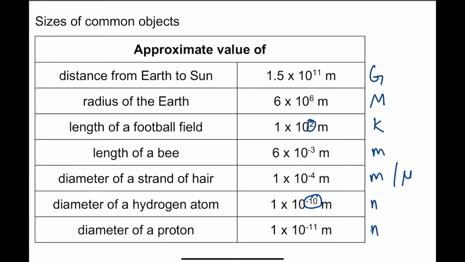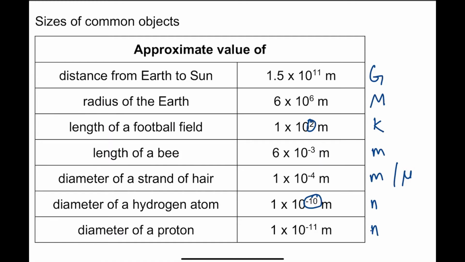The radius of Earth, 10 to the power 6. Just nice, we can use mega. Length of a football field, 10 to the power 2. 2 is very close to 10 to the power 3, so we use kilo. The length of a bee, 10 to the power minus 3, we can use milli. The strand of a hair, 10 to the power minus 4, we can use milli or even micro.